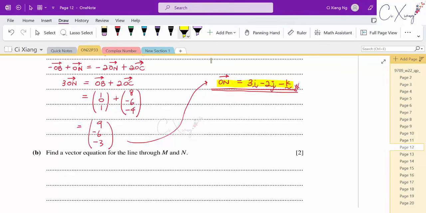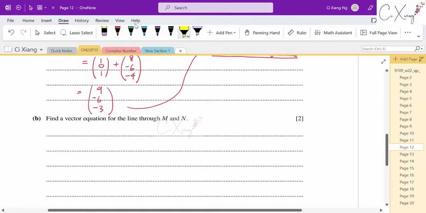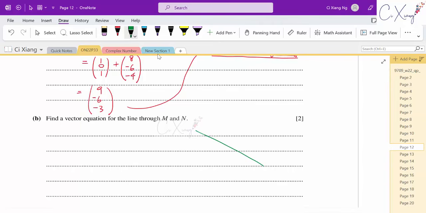Then let's proceed to part number 2. For part number B, they want us to find the vector equation for the line through M and also N. To get the vector equation, we can have a look for the detail first. So this is a line, and then this line passes through the point M and also point N. Okay, so first of all, to form the vector equation, we need the direction of the line and also the passing point of the line.